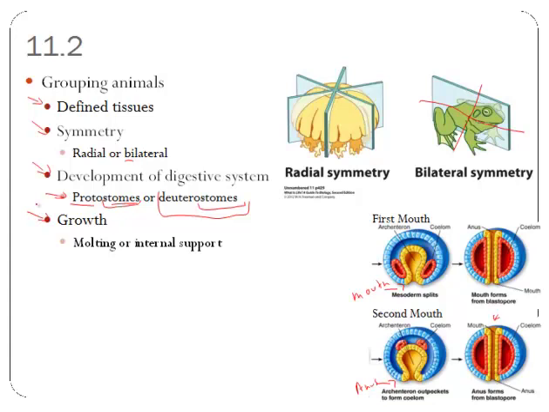We also use growth patterns to classify organisms, looking at whether they molt or if they have an external skeleton that they have to shed, like insects, or if they have internal support to hold their body upright so they don't need to shed anything from the outside.